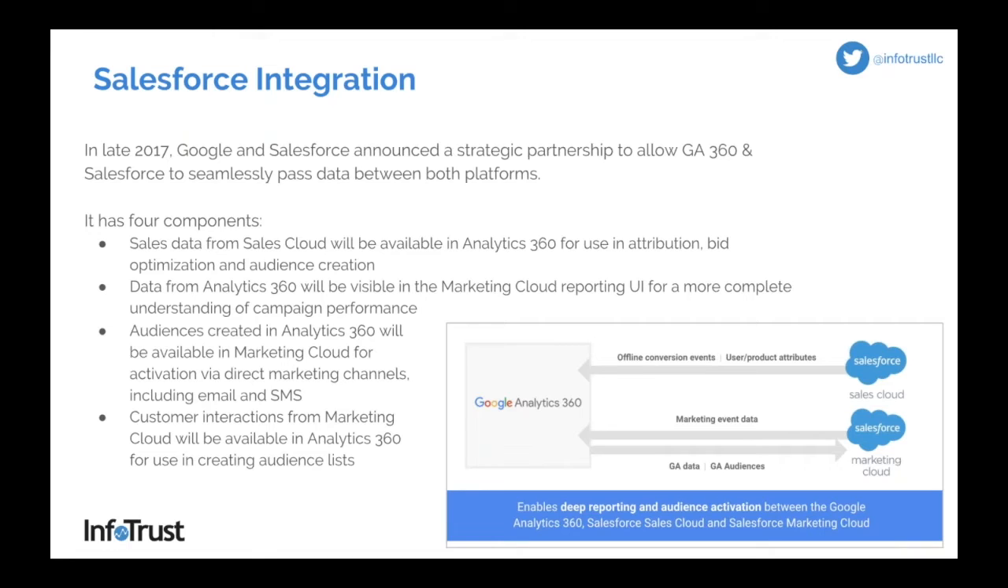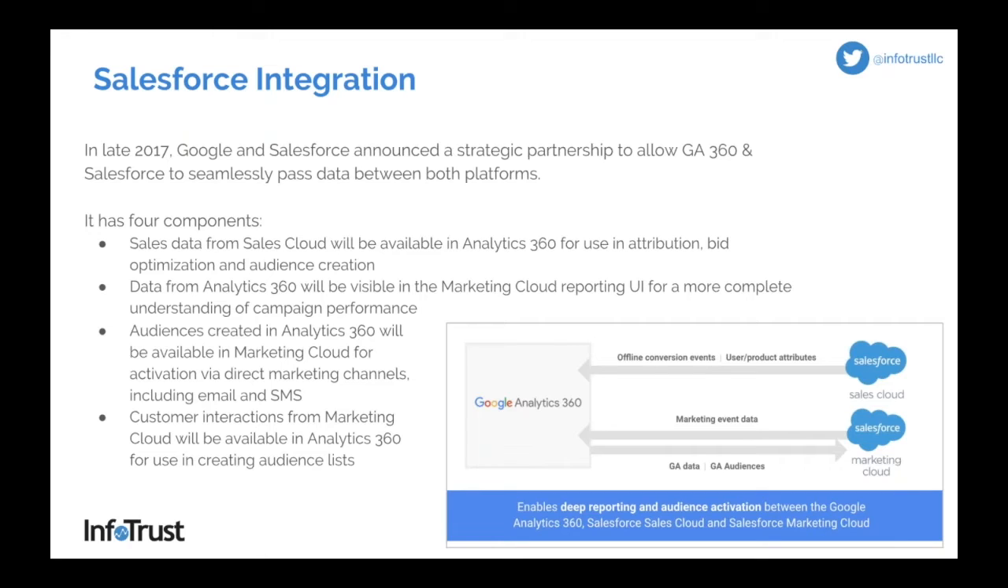But this one is actually a native integration. So as long as you have Google Analytics 360 and then, of course, Salesforce, you can actually set up the integration pretty much through the interface. So that actual integration has 4 components. So there is sales data from the Sales Cloud. So that's the Salesforce Sales Cloud is then available in Google Analytics 360. So you can use that for things like attribution, bid optimization, and audience creation.